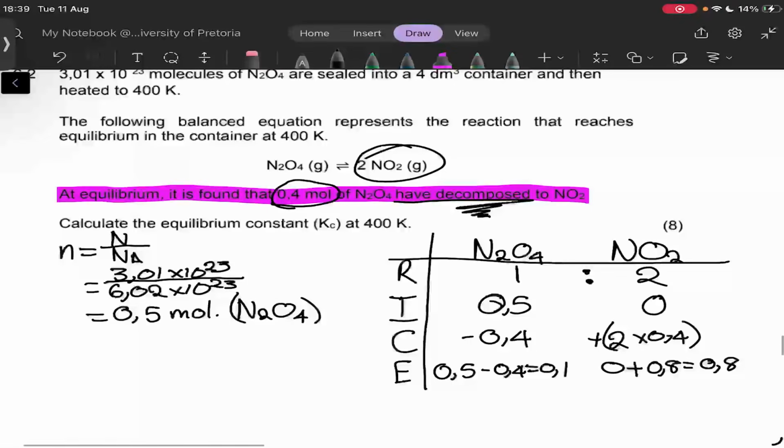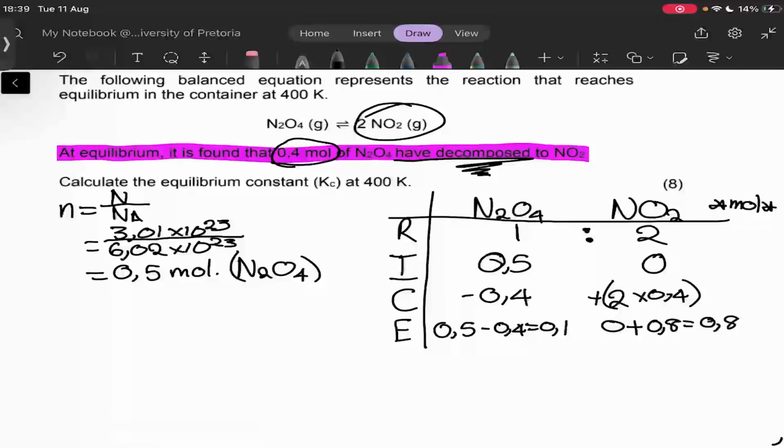Right. So I just need you to note that the values in the table are in moles. So I'm just going to put a star over here and do it in moles. You could have also chosen to work out the RICE table in terms of concentration. You'll just see how that works. But moles will be easier. So this is what we have at equilibrium: 0.1 moles of N2O4 and then 0.8 moles of NO2.